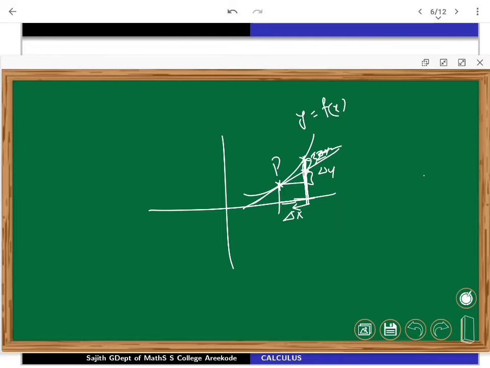The idea is nothing other than looking at a neighborhood, a very near part of this point x, and looking at the tangent there. Whenever delta x is small, the y coordinate on the tangent gives a good approximation. So locally you can do this kind of work. That's what we are trying to look at now.